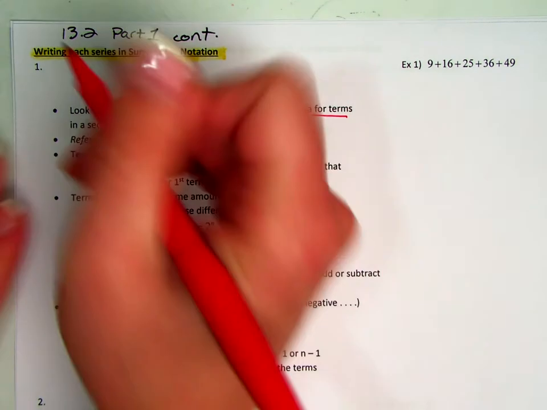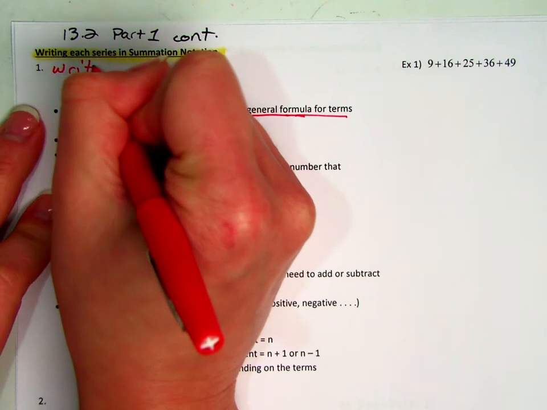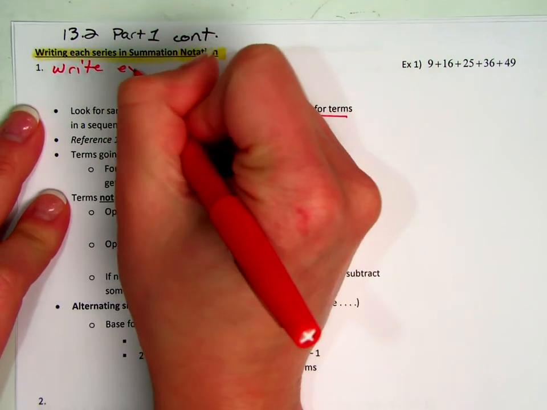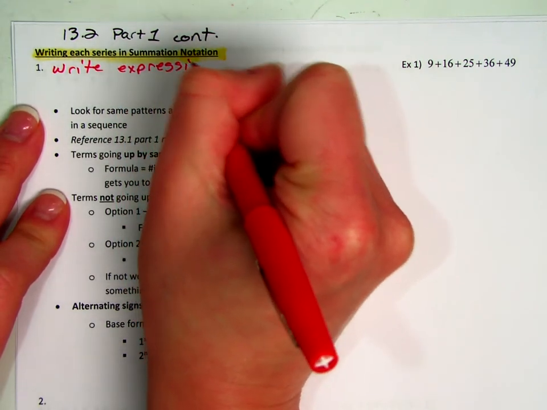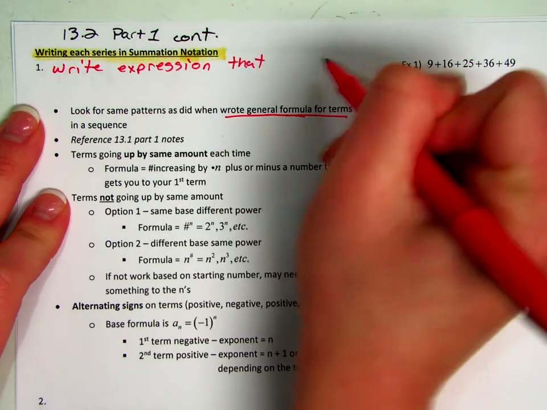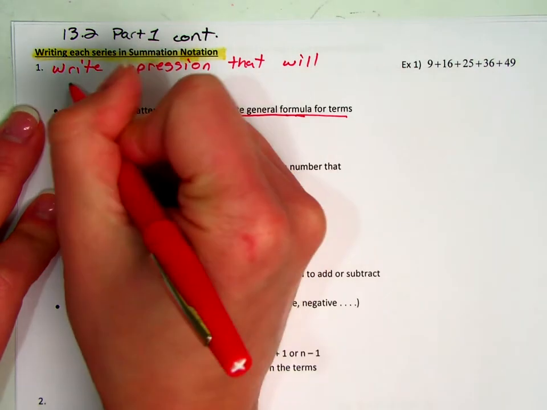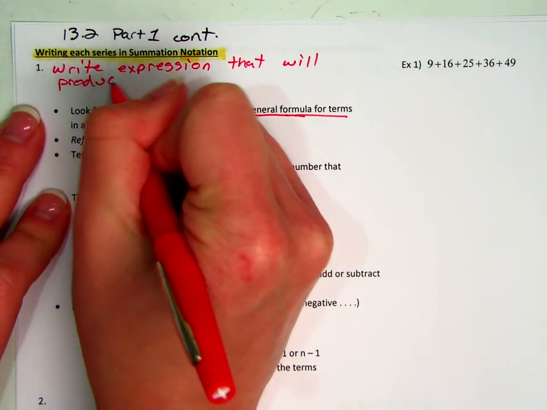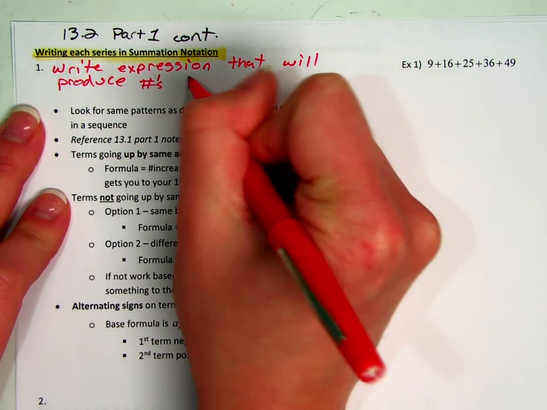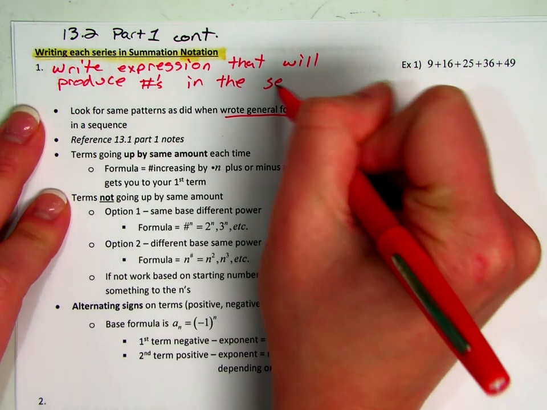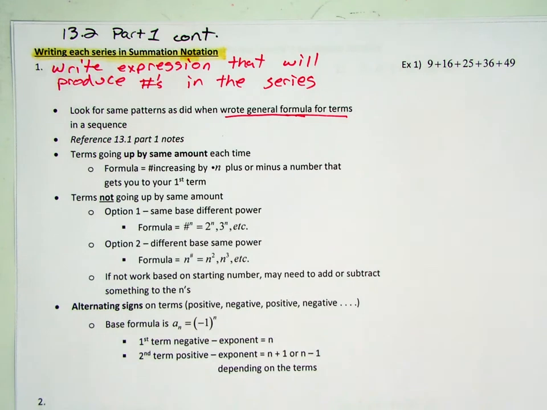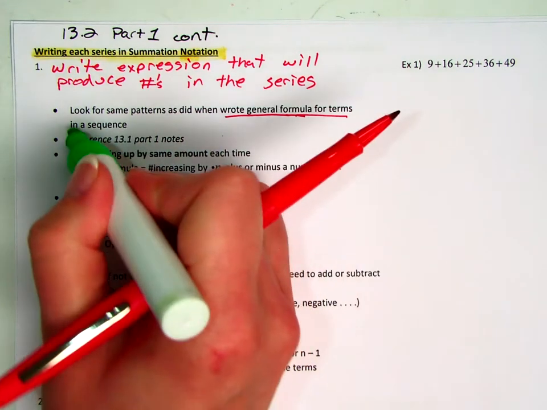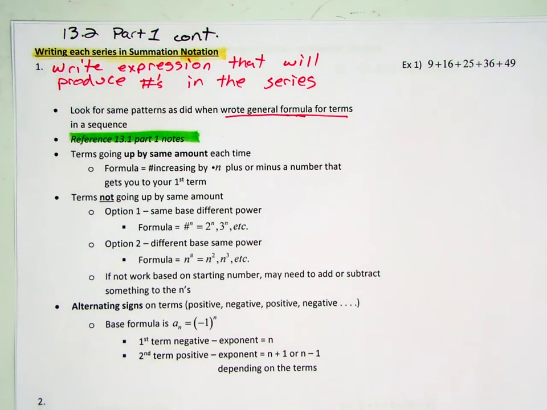So the very first step is we're going to need to write an expression that will produce the numbers in the series. Which means we have to look for the same patterns that we looked for before. So I typed just a little bit out of those notes from 13.1, but really you should look back to 13.1 if you're struggling to find the pattern.